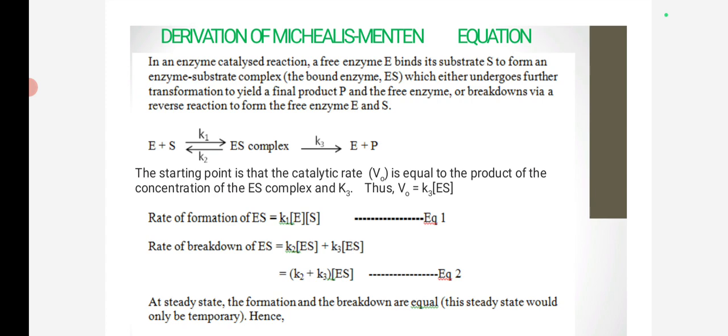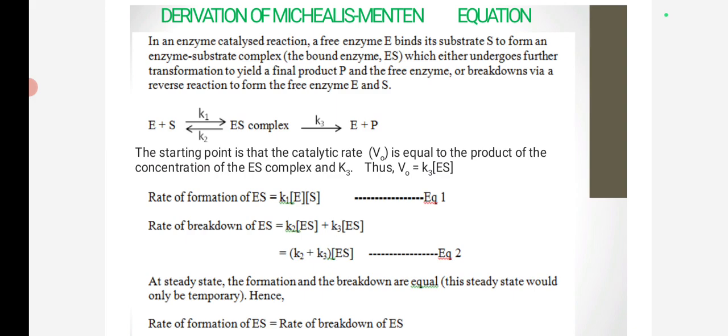as product. The starting point is the catalytic rate, which we consider as V naught, equal to the product of the concentration of enzyme-substrate complex and K3. Here V naught equals K3 times the enzyme-substrate complex concentration. Here the rate of formation of enzyme-substrate complex equals K1 times enzyme concentration times substrate concentration. We consider this as equation 1.